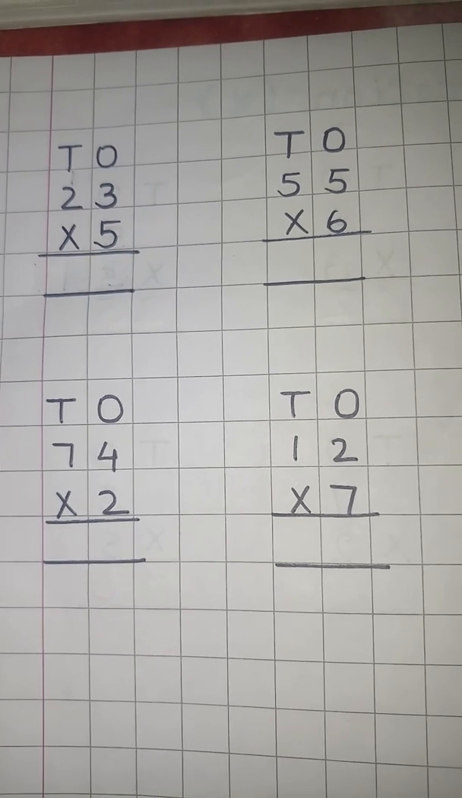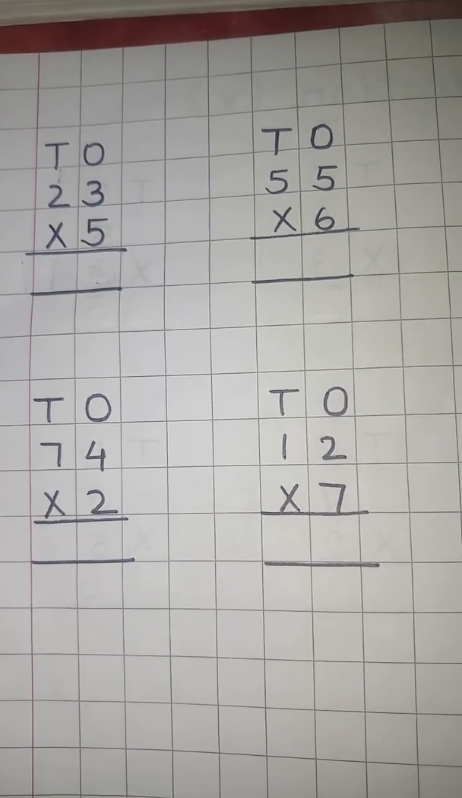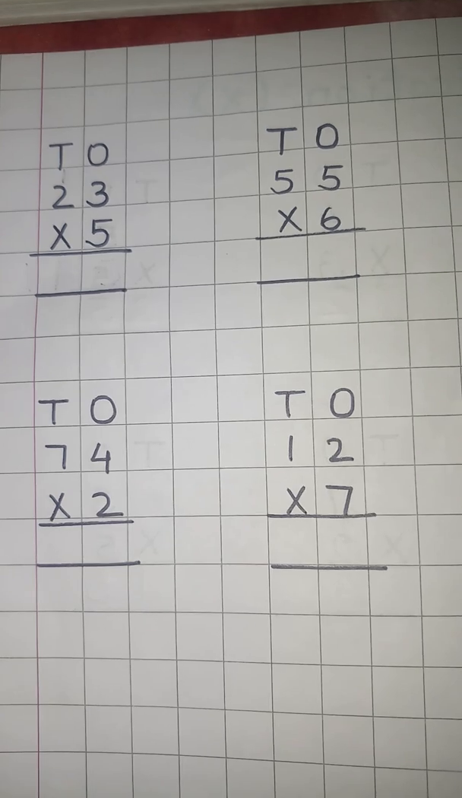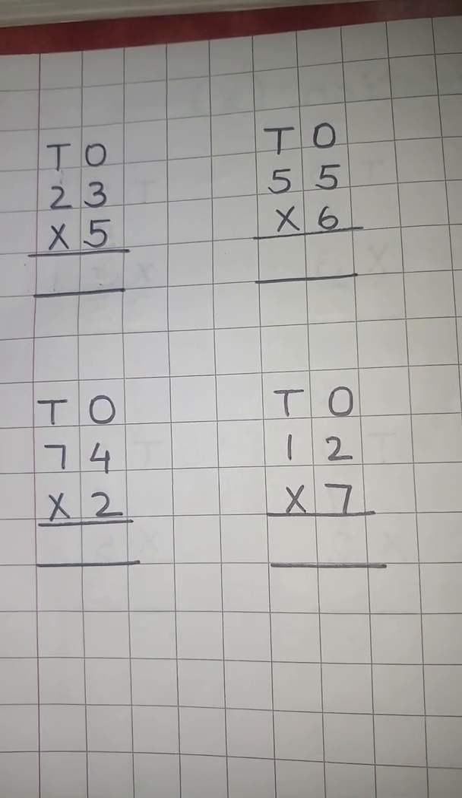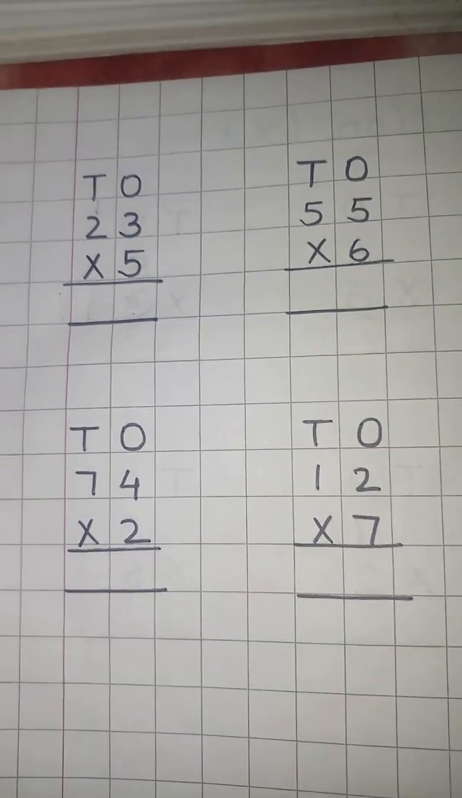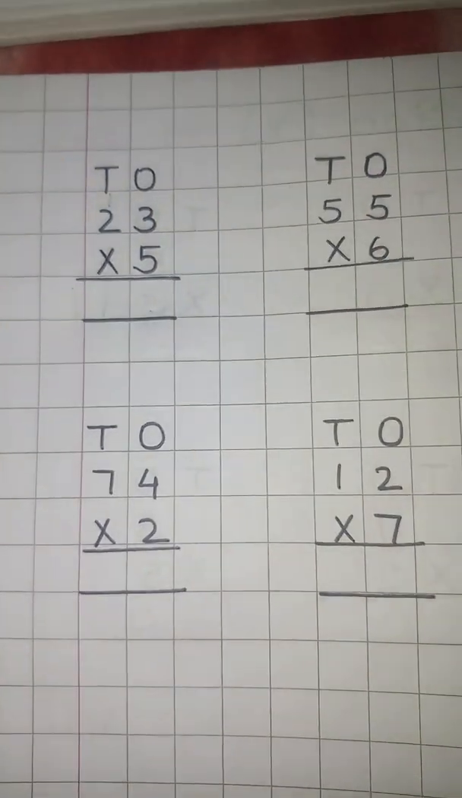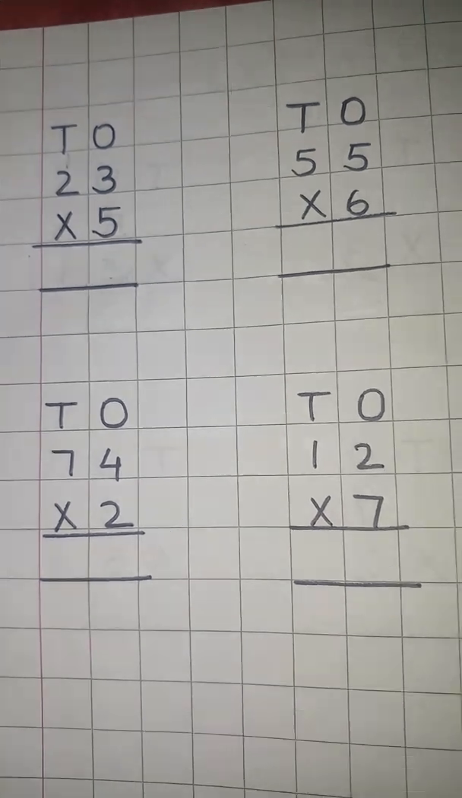Now we learn to multiply a two-digit number by a single digit. So always keep in mind, children, when we are using two numbers, we will always start with the ones position. Okay. So let's start.